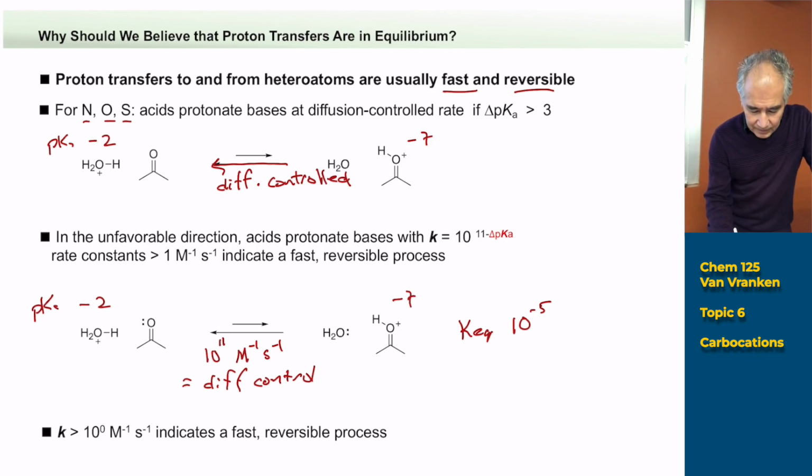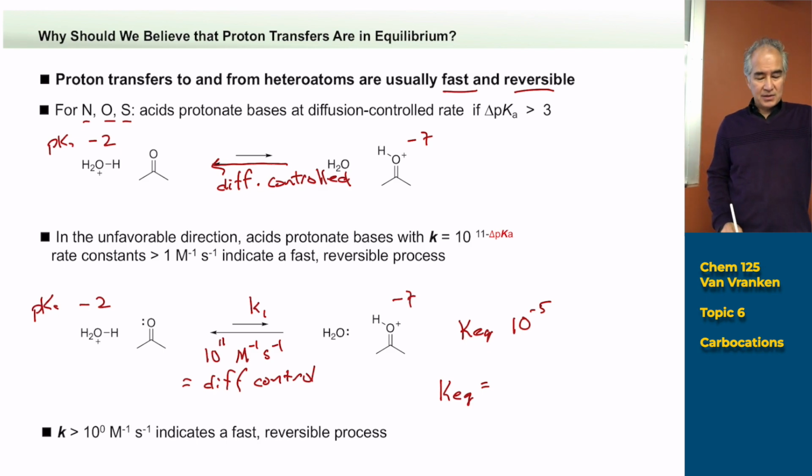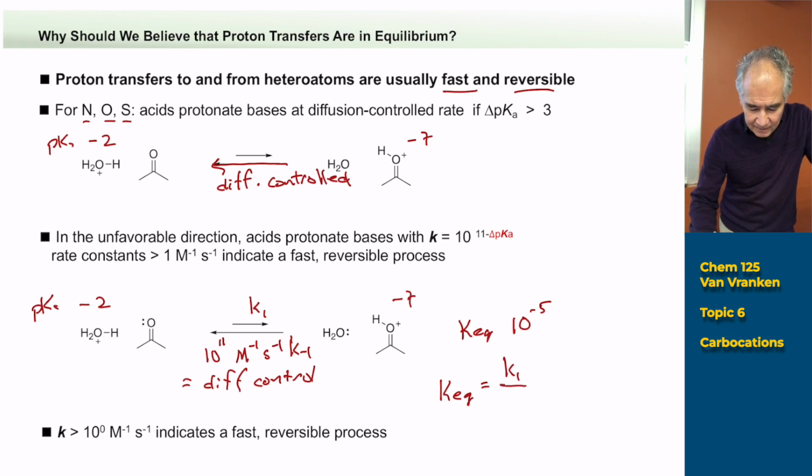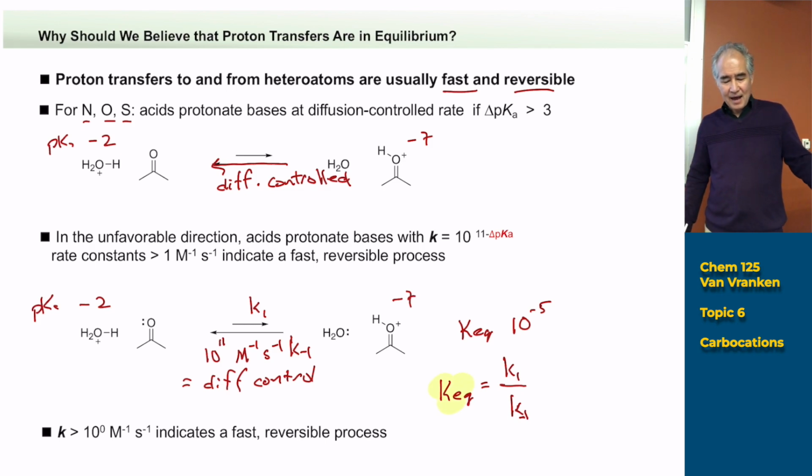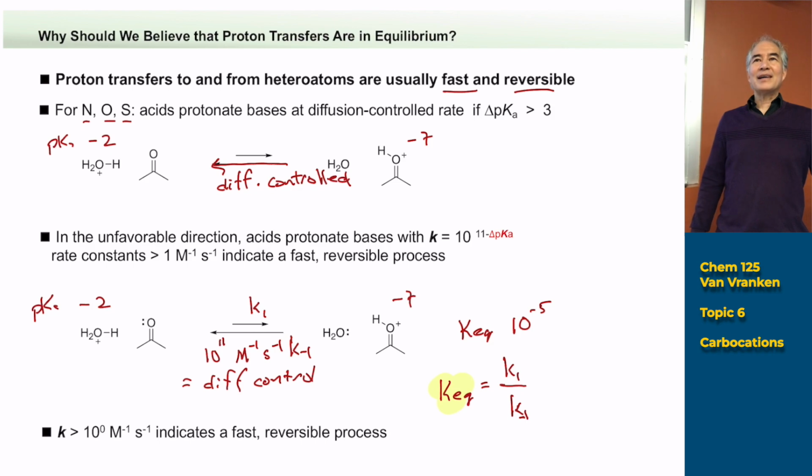If you know KEQ, here's a powerful piece of information that you probably haven't used since you were an undergraduate. The equilibrium constant can be interpreted in concentrations, but you can also interpret the equilibrium constant in terms of rate constants. If I use a rate constant K1 in the forward direction and K minus 1 for the rate constant in the backward direction, the equilibrium constant can be defined as the ratio between the forward rate constant and the backward rate constant. K1 on top and K minus 1 on the bottom. Now, I know this number. It was like minus 7 minus negative 2. I know KEQ. I can calculate that.